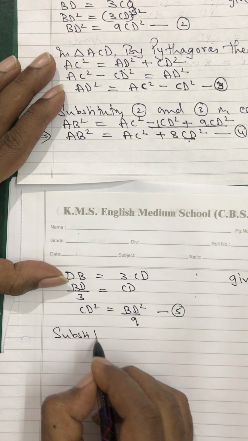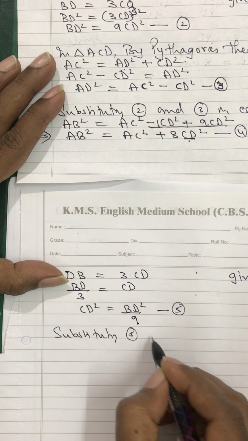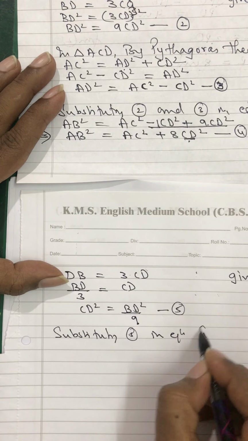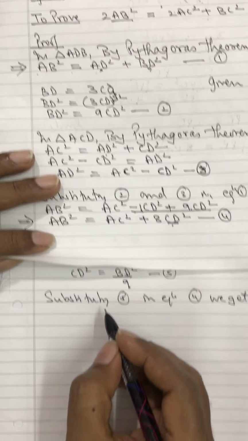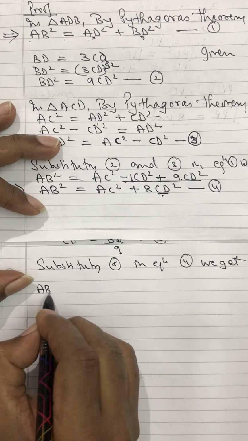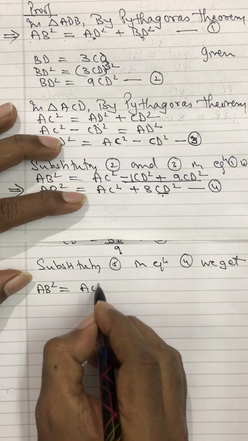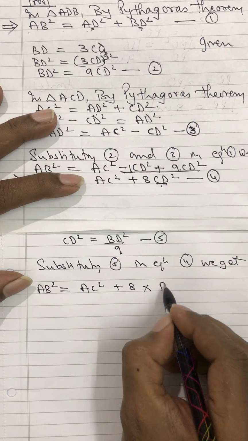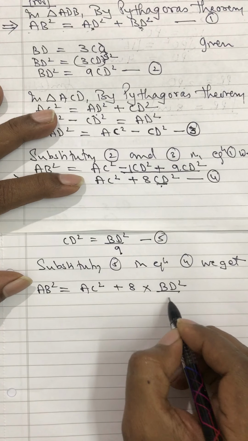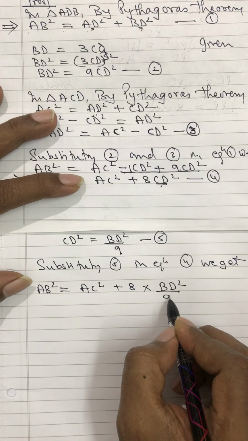Substituting 5 in equation 4, we get, this is equation 4. AB square is equal to AC square plus 8 into CD square, which is BD square upon 9.